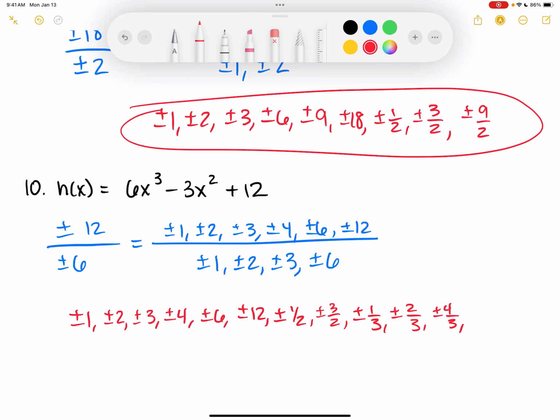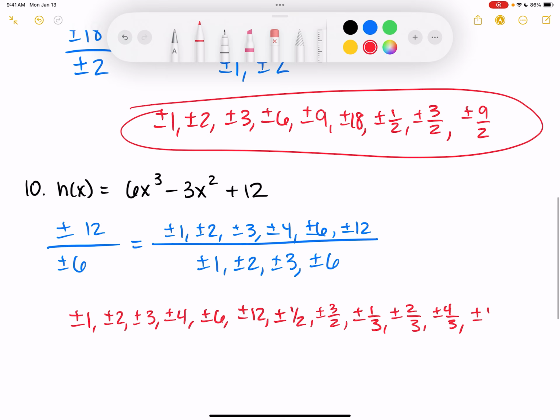Then I need everything over 6. So 1 over 6. 2 over 6 is 1/3, I already have that. 3 over 6 is 1/2, I already have that. 4 over 6 is 2/3, I already have that. 6 over 6 is 1, I have that. And 12 over 6 is 2, I have that.